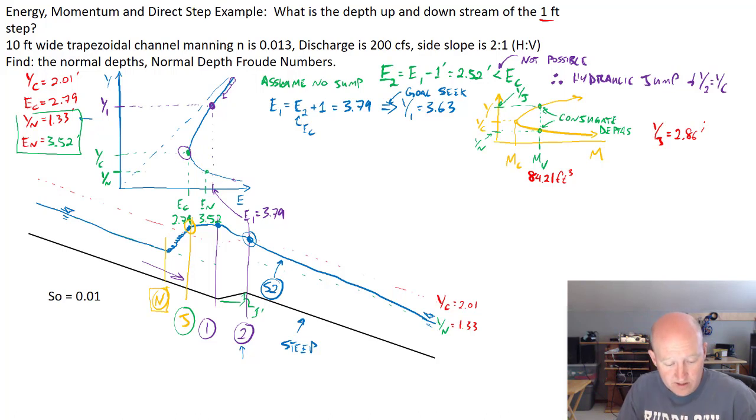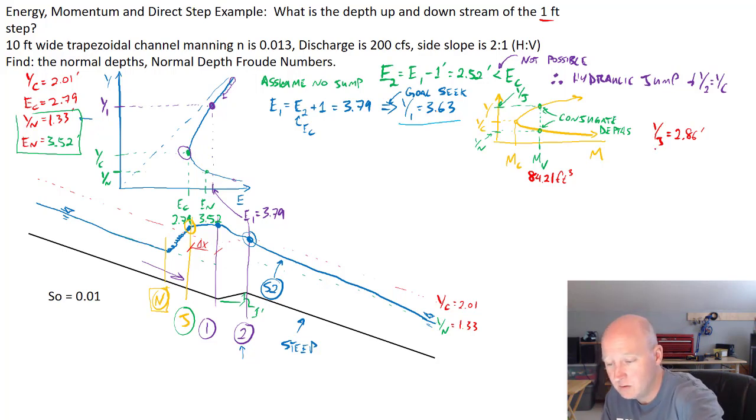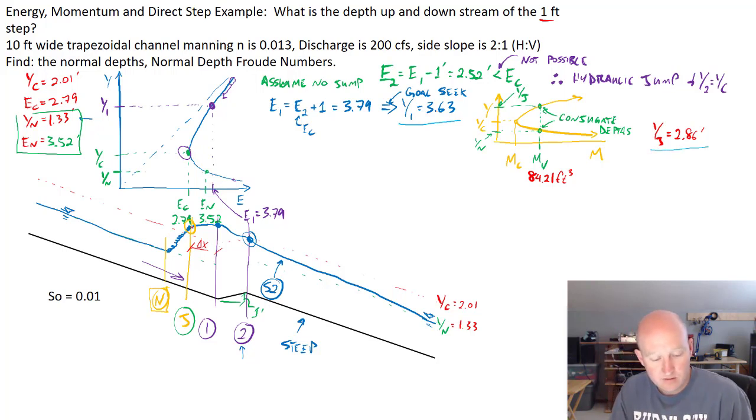So what we need to do now is figure out what's the distance between these 2 points. And that's going to be the direct step method that we're going to use. So you can see we have 2 different depths that are known. We know y1, and then we also know y sub j. And so those are these 2 points right here, and we're going to figure out how far they are apart.